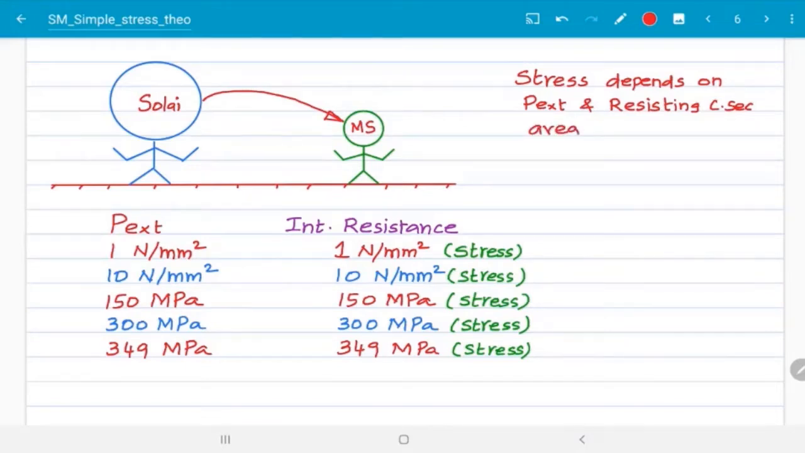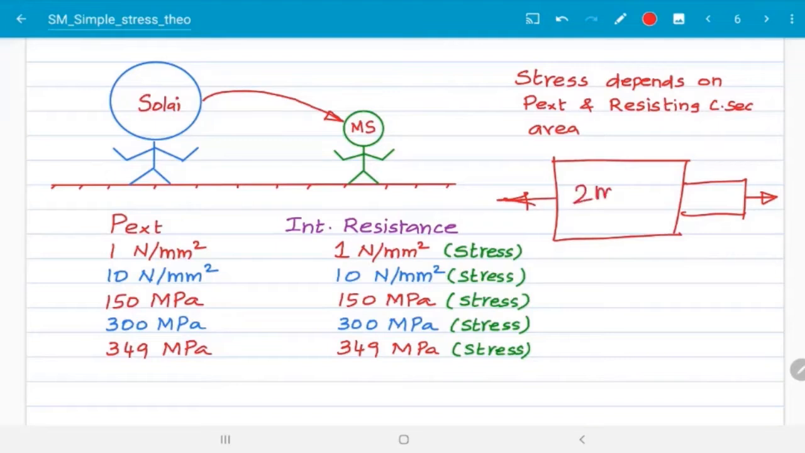Sir, what is resisting cross section area? Critical area. For example, there is an object with a larger diameter and a smaller diameter. We are applying the load here. This is 2 meter square cross section area, and this is 1 meter square cross section area. What is the critical area? 1 meter square or 2 meter square?